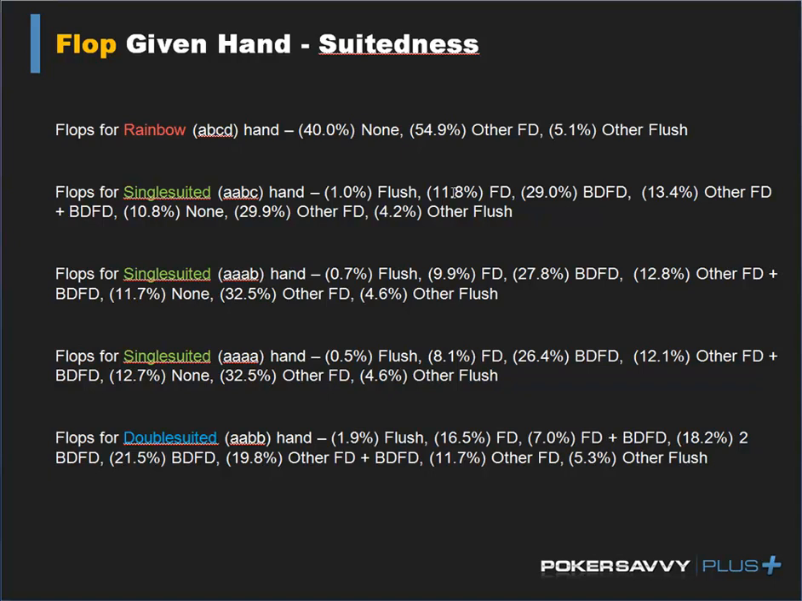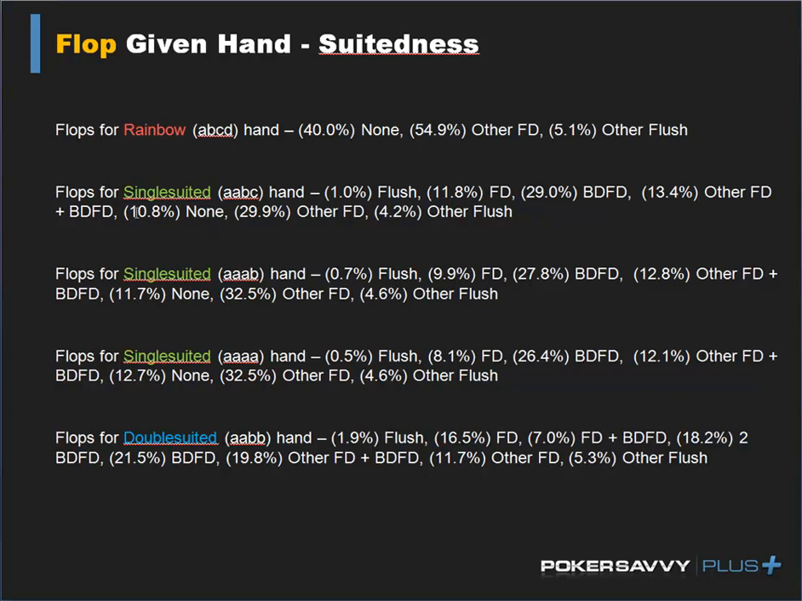That's some useful information. The rest of this carries out. 29% of the time you're going to flop a backdoor flush draw with a single suited hand. In other words, exactly one of your suit on a board that's rainbow. About 13% of the time you're going to flop another flush draw plus a backdoor flush draw. So that's the boards where you've got two spades, a club, and a diamond, and those are the boards that have one spade and then either two clubs, two diamonds, or two hearts. It adds up to about 13%.